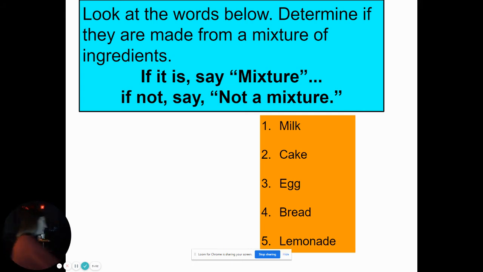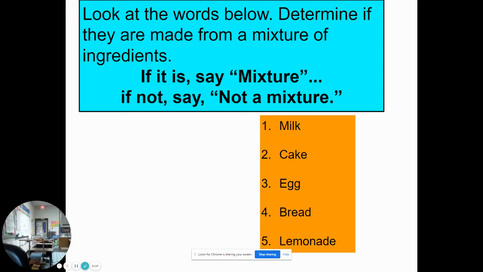Egg. What do you think? Did you say not a mixture? You're right, it's not a mixture. Next one, number 4, bread. Is it a mixture? Yes, it is, mixture. And number 5, lemonade. It is a mixture. Yes, you usually need some lemons, some sugar, water. You need a bunch of things combined together or mixed together.